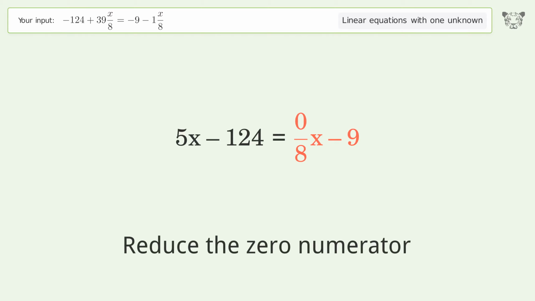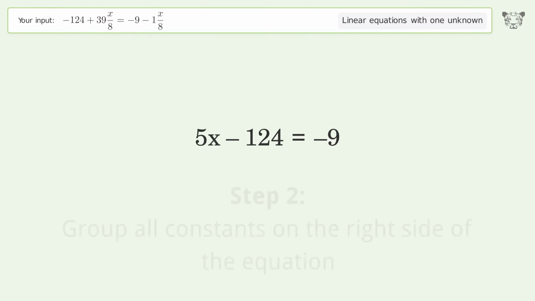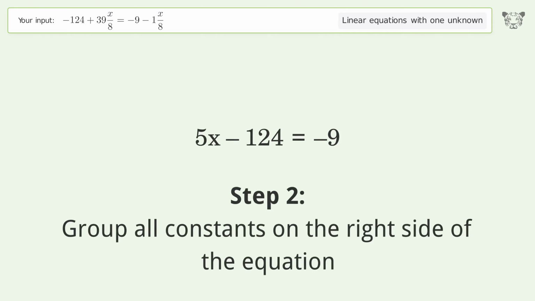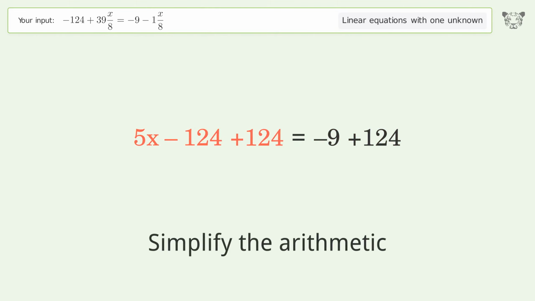Reduce the zero numerator. Simplify the arithmetic. Group all constants on the right side of the equation. Add 124 to both sides. Simplify the arithmetic.